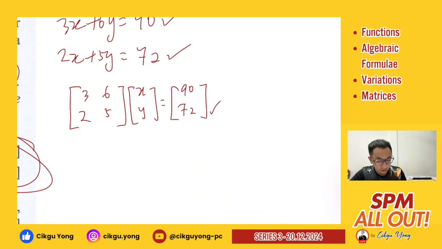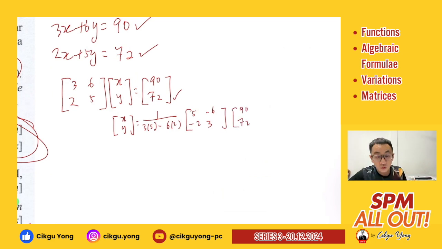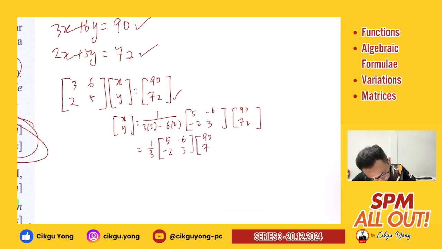Then in order for you to continue, you leave your x y over here. 1 over AD minus BC, bracket. AD change place, BC change sign. Then put back your 90, 72. Then perform your simplification. So you have 15 minus 12, this is 1 over 3, then 5, negative 2, negative 6 and 3, and 90, 72.